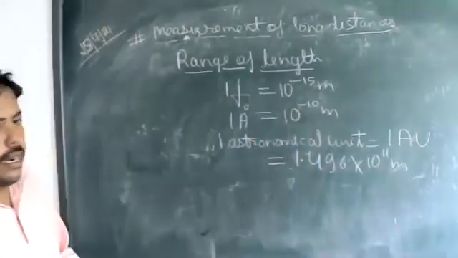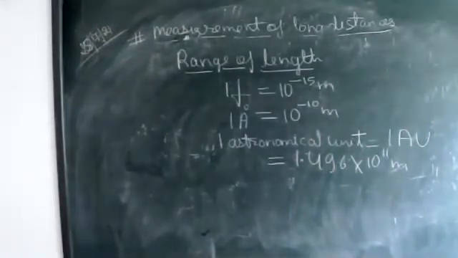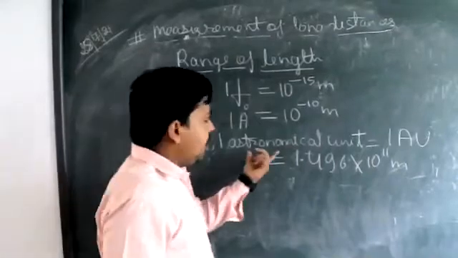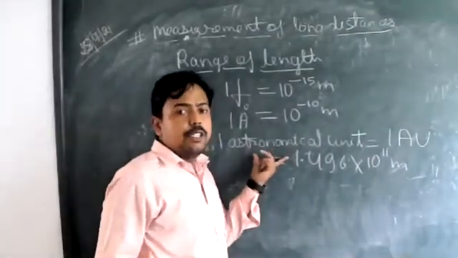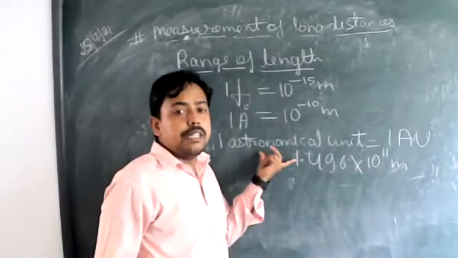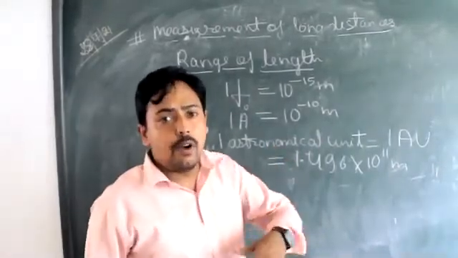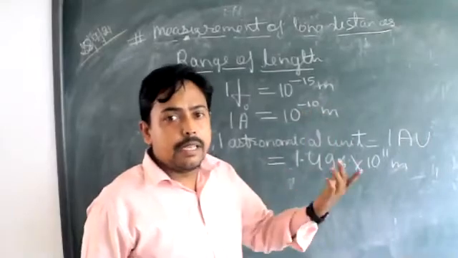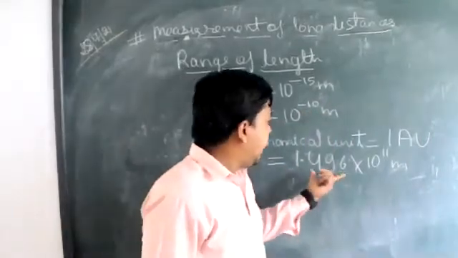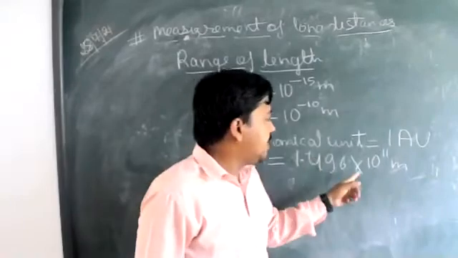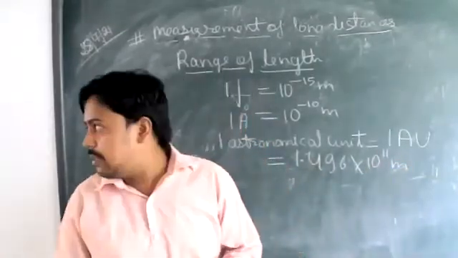So if someone asks you how you define 1 astronomical unit, you can say that 1 astronomical unit is the average distance between the sun and the earth. And if someone asks how much is the average distance between sun and earth, you can say that in terms of meter, it is 1.496 into 10 to the power 11 meters.